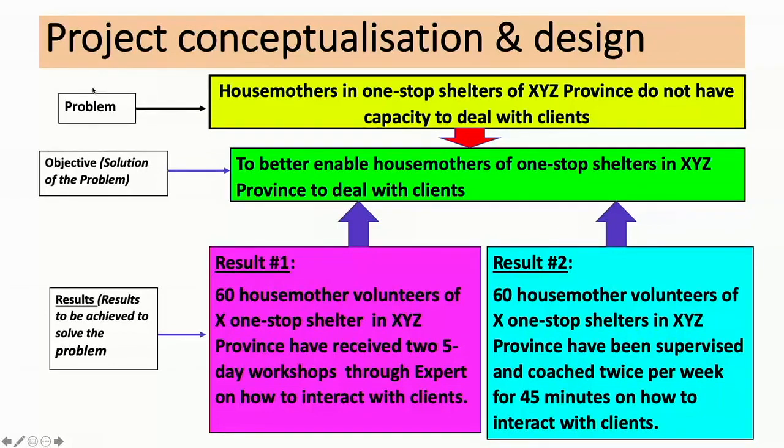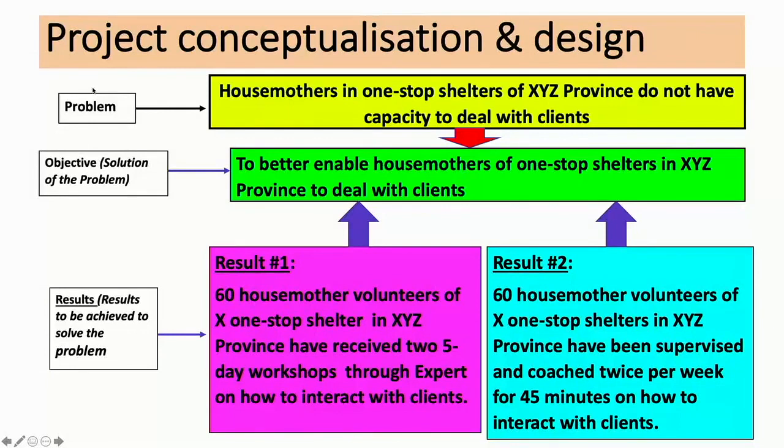We need to do 2 things. We need to achieve certain results. For this specific project, result 1, we'll train 60 house mothers, volunteers, of the shelter in 5-day workshops through an expert on how to interact with clients. So our first result is we're going to put them through a 5-day training, and then after a period of time, we're going to put them through another 5-day training. So in the end, they will receive 10 days of training. To further enable these house mothers to deal with their clients, we'll also do a second step.